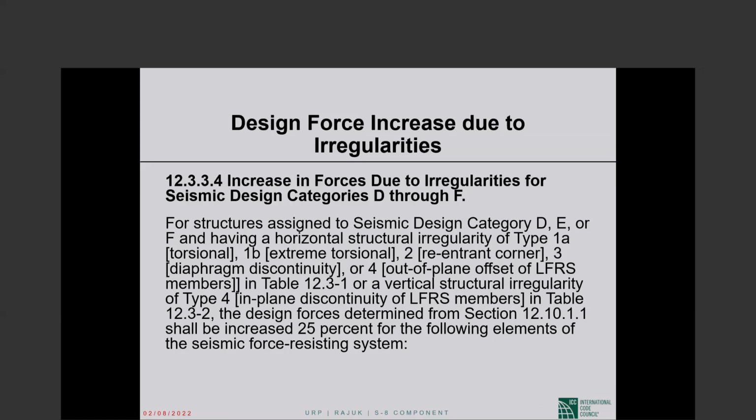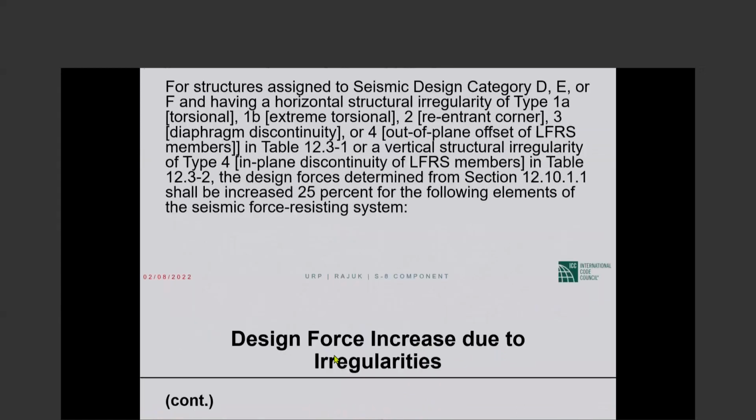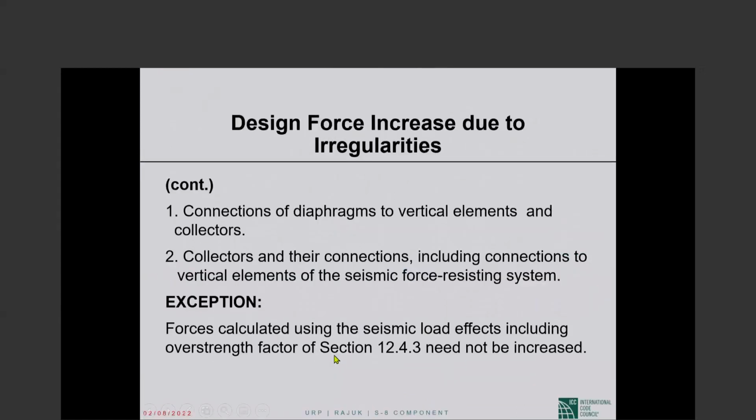The design forces determined from section 12.10.1.1 shall be increased 25% for the following elements of the seismic force resisting system. Okay, this is what I wanted you to see. So where do you have to increase the design forces by 25%? Connections of diaphragms to vertical elements and collectors.